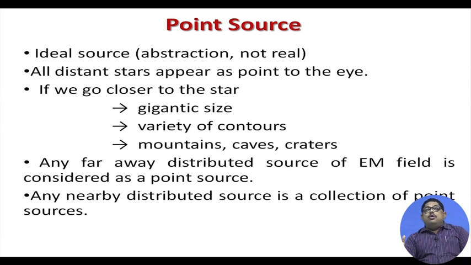All distant stars, as I was showing in the first slide, you see so many stars, but they appear as points if we are really far away. All distant stars appear as points to our eyes. But if we go closer to the star, what do we see? We see the star is of huge size, there is a variety of contours, there are mountains here, rivers here, caves here, craters here, etc. So, any far away distributed source of EM field is considered a point source. And if the source is nearby, then we know its contour, so we can say that it is a summation of all those point sources.